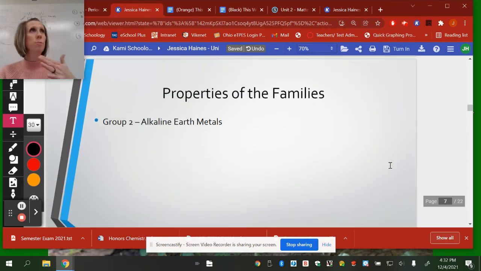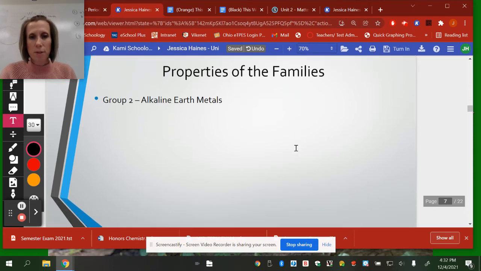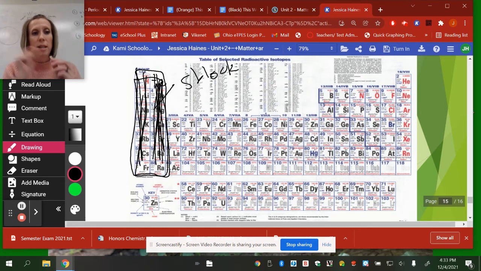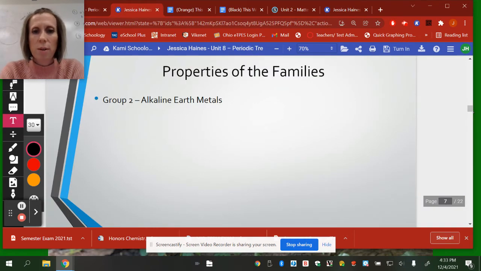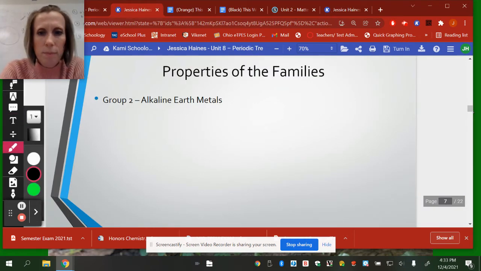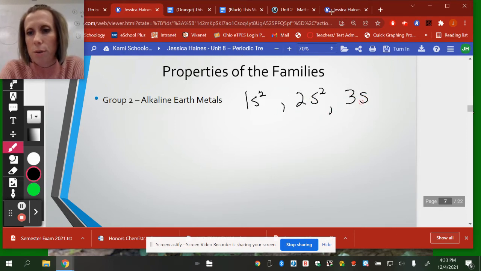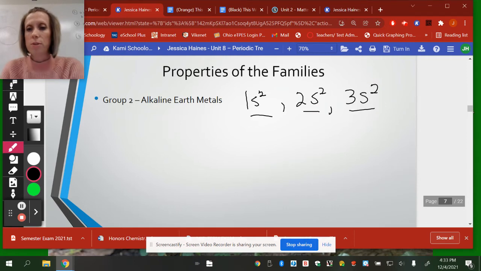Group 2, the next group over: beryllium, magnesium, calcium, strontium, barium, and radium. These are called the alkaline earth metals. So if we're going back to the electron configuration, if you remember this, the second column is filling up the second spot in the s orbital. So if we're writing electron configuration for any of those elements, it would be 1s2, or 2s2, or 3s2. This is the ending part of those electron configurations.